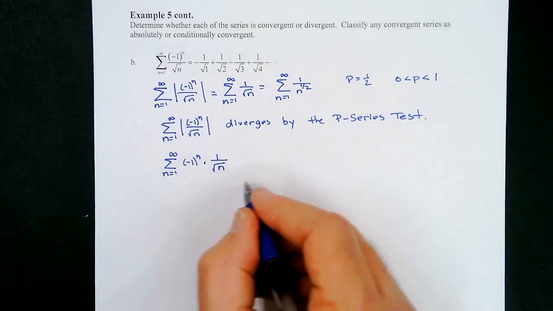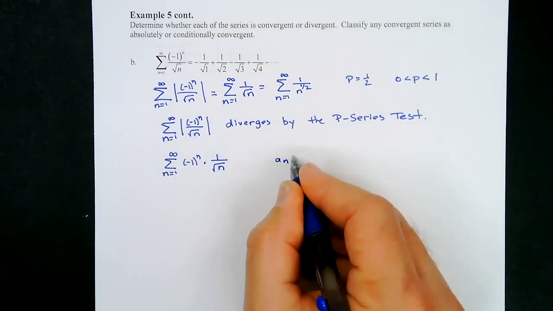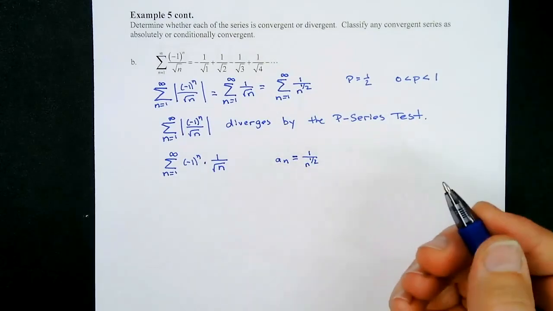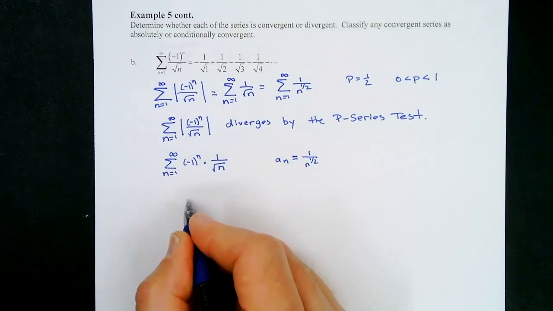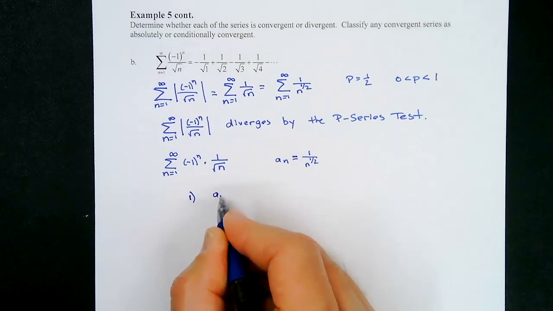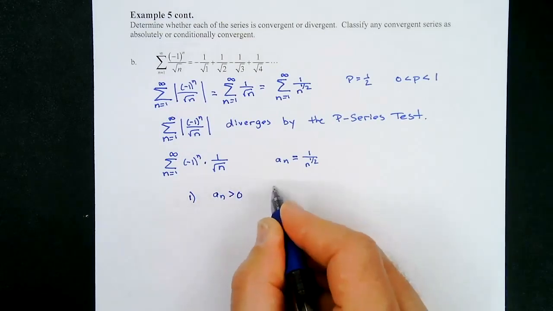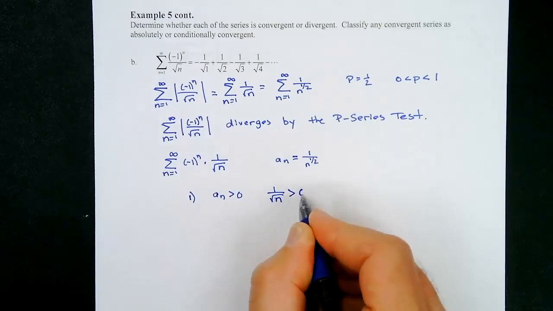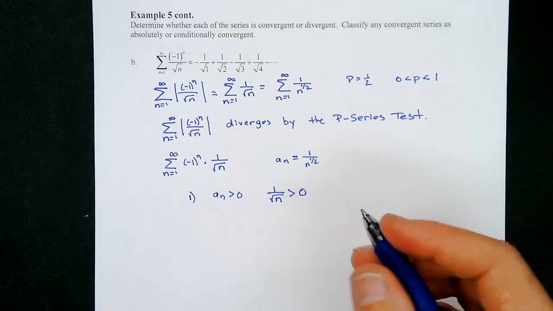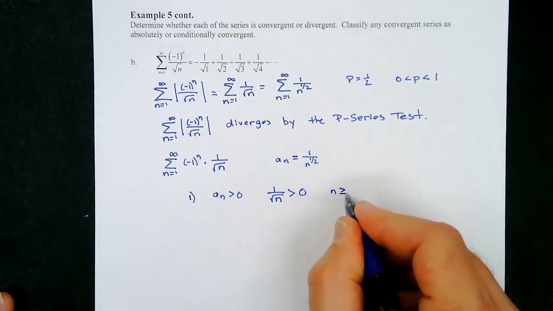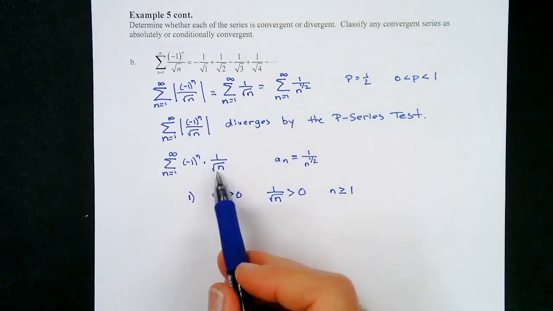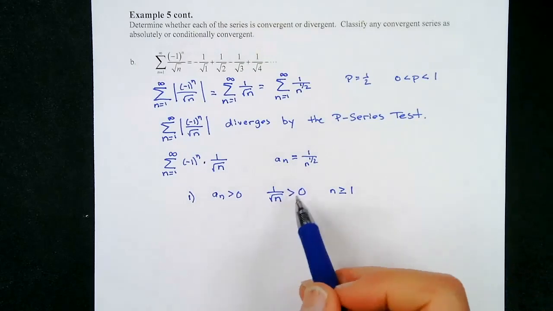This is going to be our a sub n. So we know our a sub n for this test is going to be equal to 1 over n to the 1/2, or 1 over the square root of n. So let's do the first condition: let's show that a sub n is greater than 0. That would be 1 over the square root of n greater than 0, and that is true for n greater than or equal to 1. Because if you put in 1, square root of 1, square root of 2, square root of 3, square root of 4, those are all going to be positive values. So this is true.